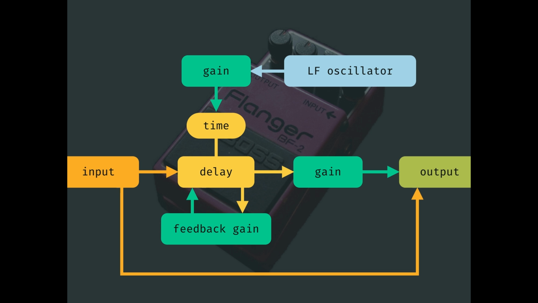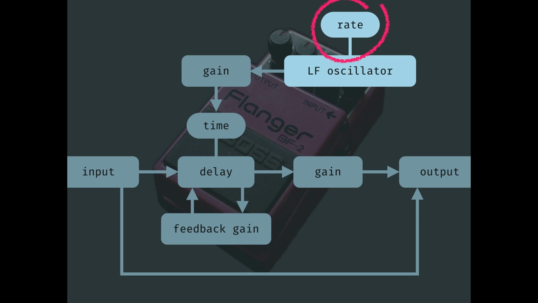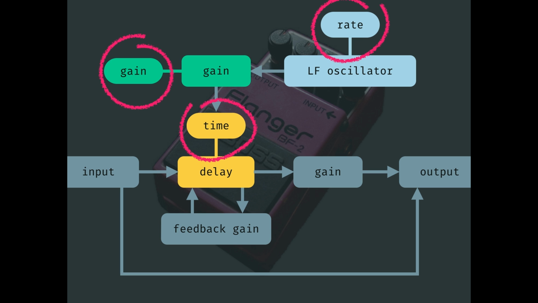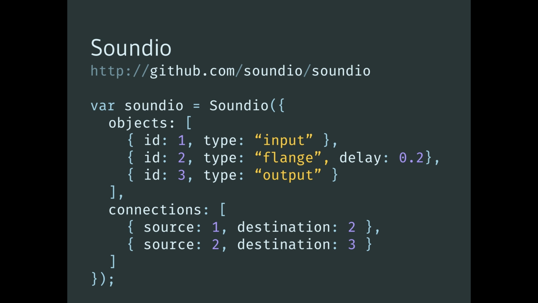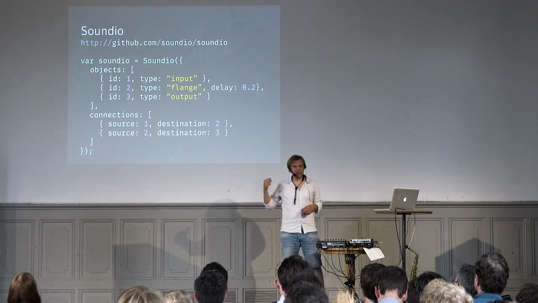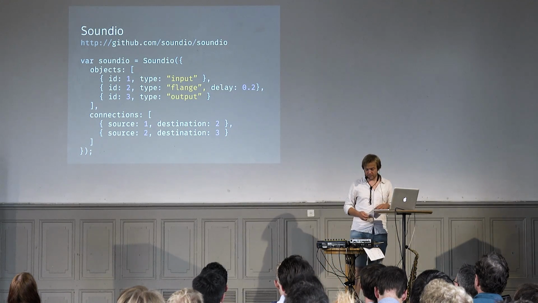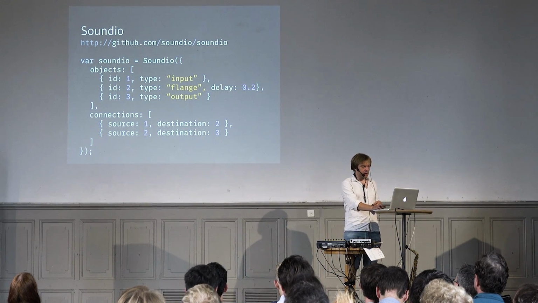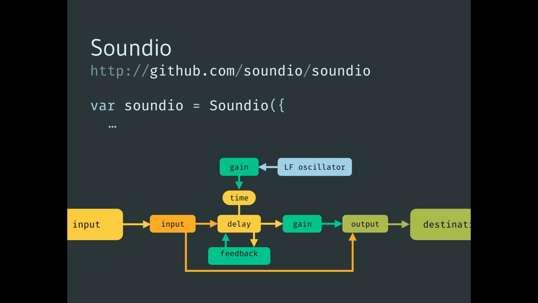And the four knobs along the top of a flanger pedal are audio parameters that are being exposed to the interface. So we've got a rate parameter of the oscillator. We've got a gain node which controls the depth of the oscillator. We can control the time with another knob, and we can control the feedback. And all of those parameters in Sound.io are exposed on a single object. So for example, we can set the delay time of the flanger, and I've set it here to 200 milliseconds, which is quite long. And that gives us this subgraph of audio nodes.